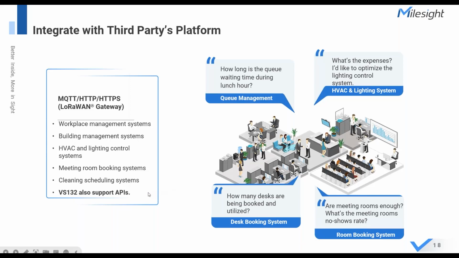Besides those shared values, the VS121 AI Workplace Occupancy Sensor and the VS132 ToF People Counting Sensor have their own special highlights, which are more targeted at users with different demands. Let's see their special highlights.